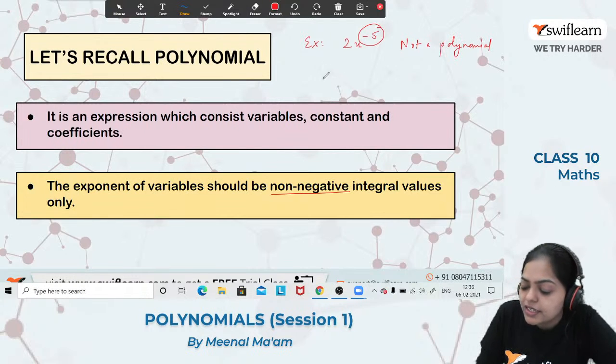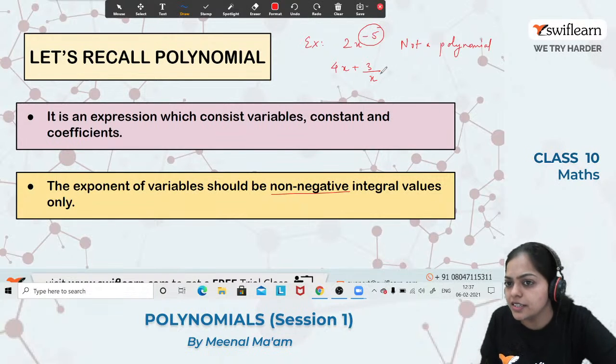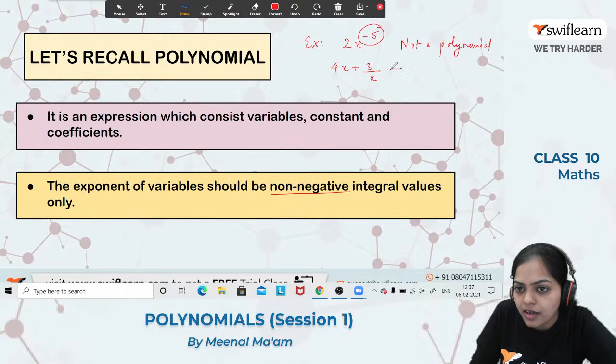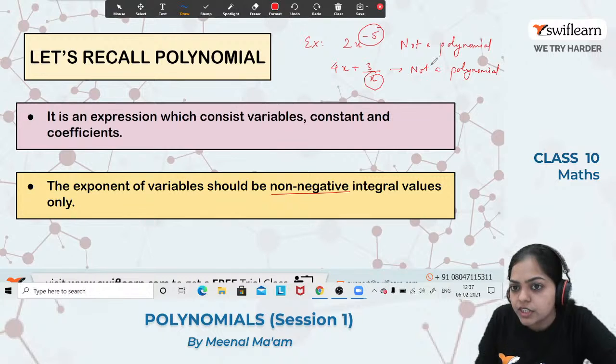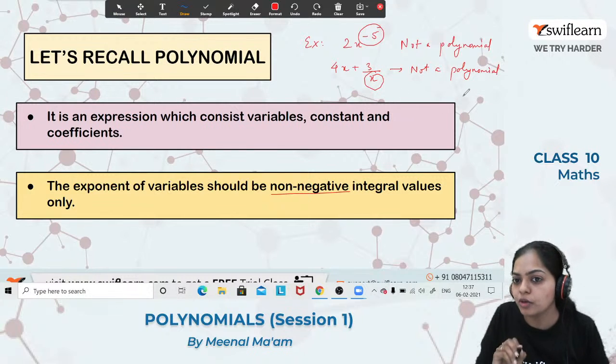Alright, one more example I will give to you. The next example is, if I say 4x plus 3 upon x, what do you all say? Is it a polynomial? What do you all think? Again, it is not a polynomial. Why? Because here the variable is in division. So in a polynomial the variable will not be in division. It will be in the multiplication form, not in the division form. Alright, so again it's not a polynomial.